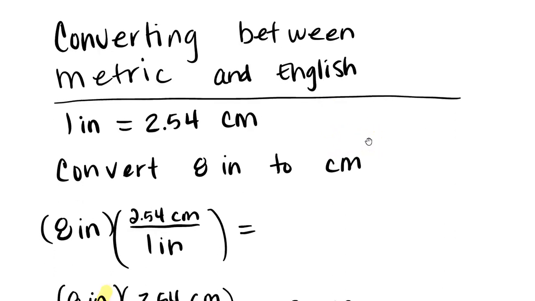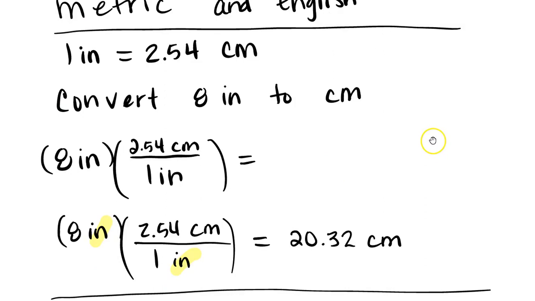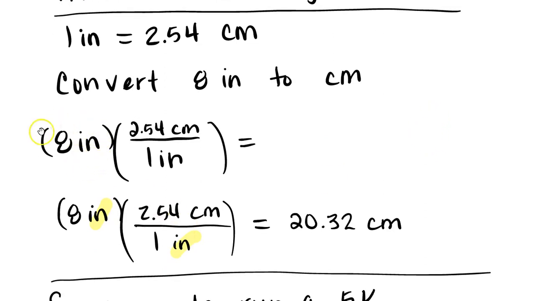Converting between metric and English is weird because there's weird decimals. So 1 inch equals 2.54 centimeters. Convert 8 inches to centimeters. We're going to use our same rule. We start with 8 inches. So we put the 1 inch on bottom, 2.54 centimeters on top. The top and bottom should be two things that are equal. Inches cancel. 8 times 2.54 is 20.32, and we have the unit centimeter.